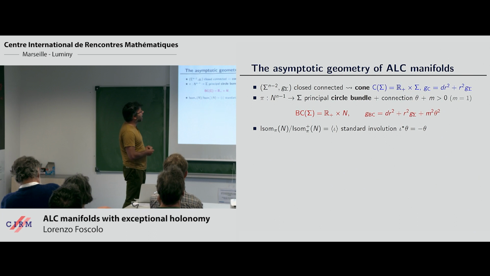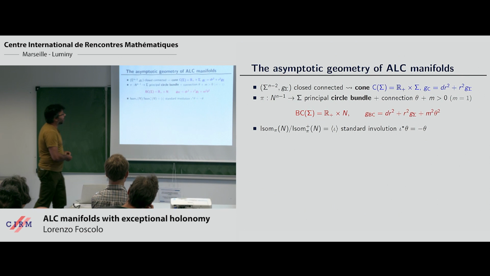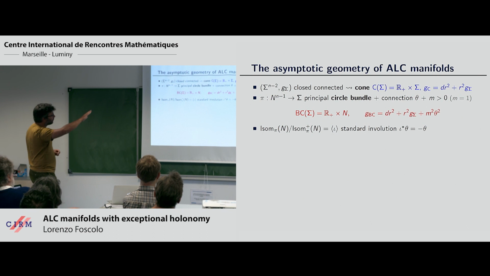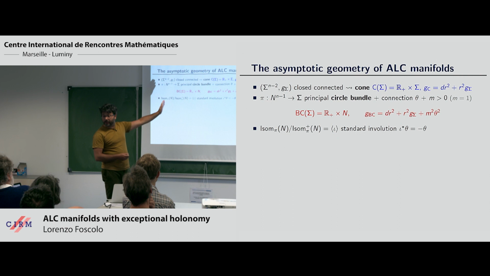M is a positive constant, and this is really the model metric that we write on this product, R plus times N. If you change coordinates, r equals 1 over x, then r going to infinity corresponds to x equals 0, and this is a fiber boundary metric, very special. The fibers are simply circles, and moreover, the metric restricted to the circles is just constant.